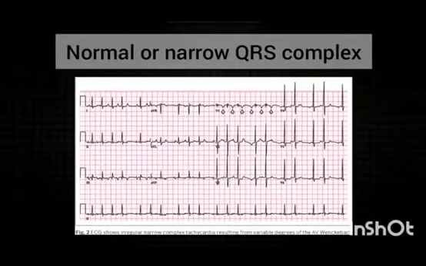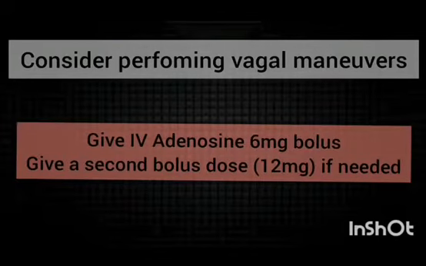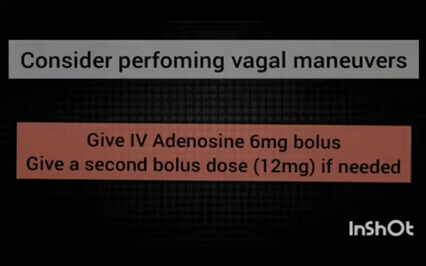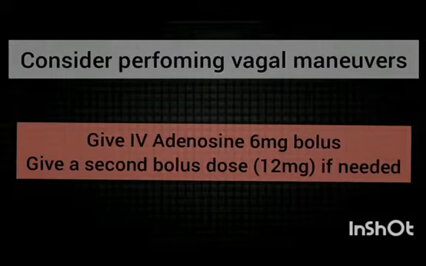Next is the normal or narrow QRS complex. For example, in supraventricular tachycardia, we consider performing vagal maneuvers, and after establishing an intravenous or intraosseous line, we can give an intravenous adenosine 6 mg bolus, and if the patient doesn't convert, we can give a second bolus of 12 mg adenosine if needed.